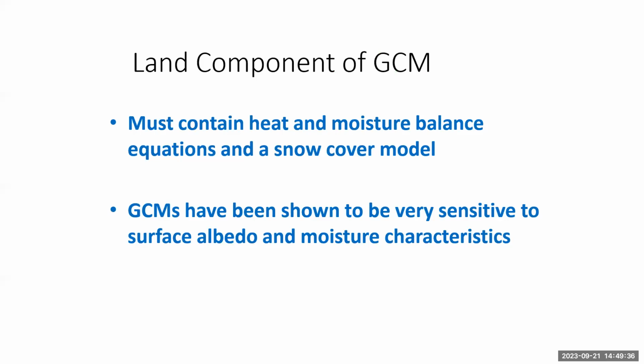Talking about the GCM land component, this has to contain heat and moisture balance equations and the snow cover model. GCMs have been shown to be very sensitive to surface albedo and moisture characteristics. So surface albedo and moisture characteristics are a very important component for this.